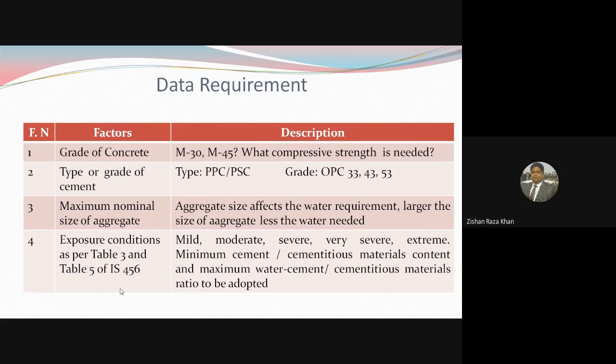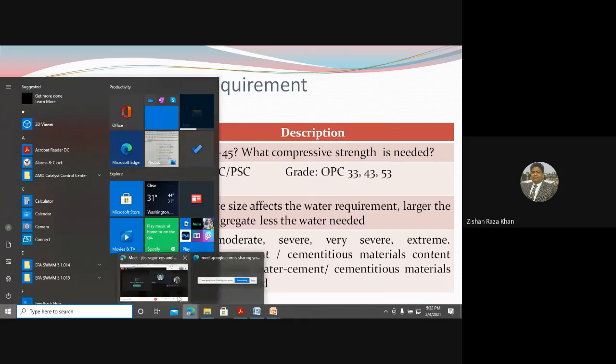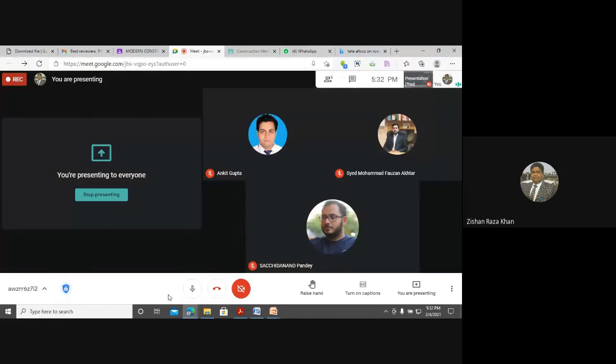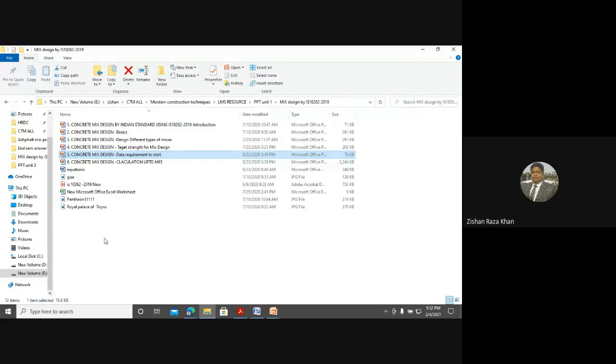Hello. Hello. Do you know what exposure condition means and how it is being selected? Depending on the project, one has to figure out the exposure conditions.